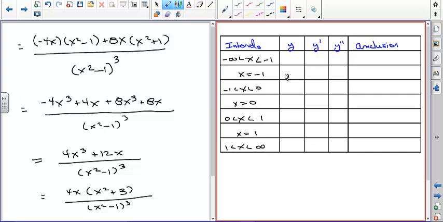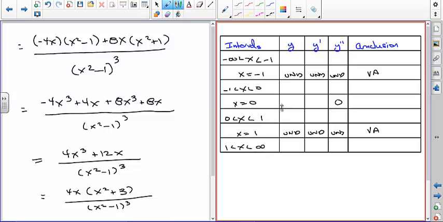So remember, this is undefined. The function, the first derivative, and the second derivative are undefined at x equals negative 1 and x equals positive 1 because those are vertical asymptotes. And then we have the second derivative is 0 here.